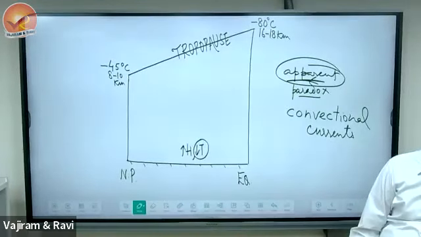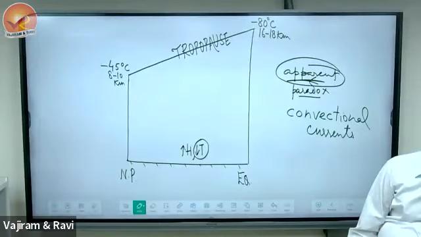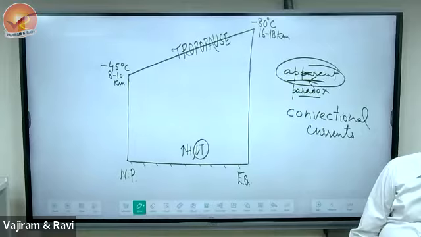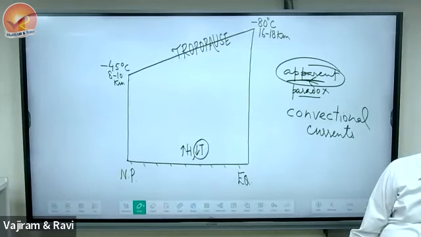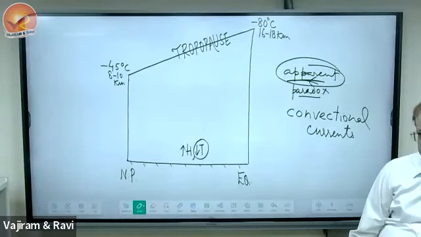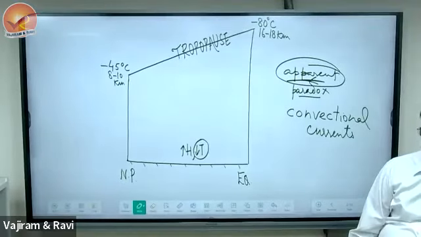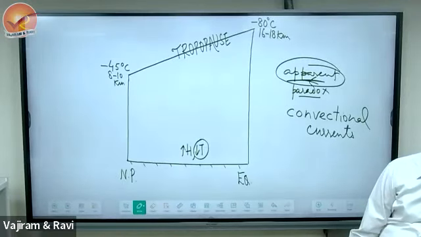Further, next point. As we go higher in latitudes, put a comma, convection gets weakened. Put a hyphen. Warmer air rises to lower elevations.